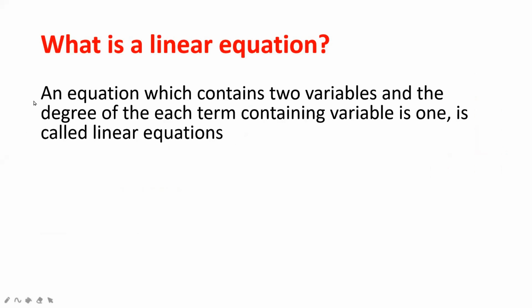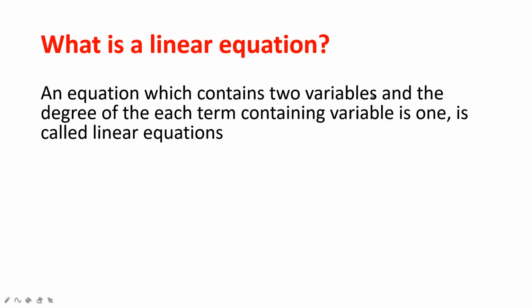So let's read it. An equation which contains two variables and the degree of each term containing variable is 1 is called a linear equation. So we will break down this definition into two parts and understand what is a linear equation. So an equation which contains two variables. So we should have an equation which is having two variables.